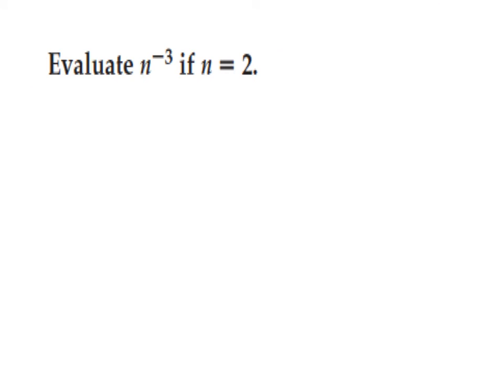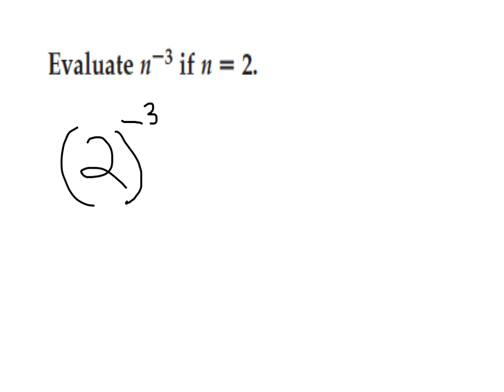All right, in this slide, we have evaluate n raised to the -3rd power if n is equal to 2. So this is an evaluate. We are going to plug and chug. Wherever there's an n, we're going to put 2. So here we go, 2, and that's going to be raised to the -3rd power. Once again, I put it inside parentheses. That's good practice.